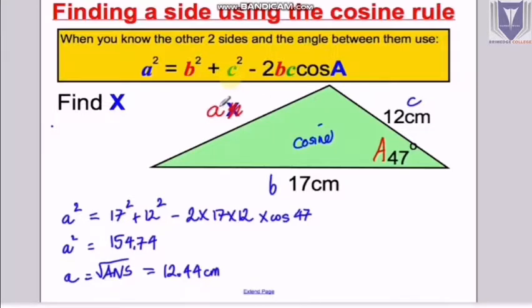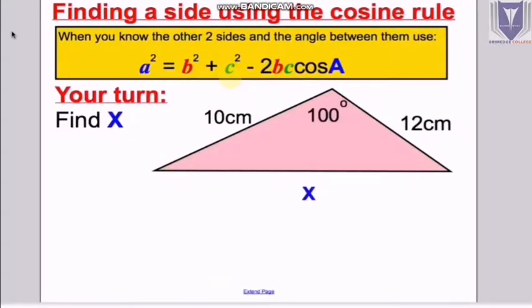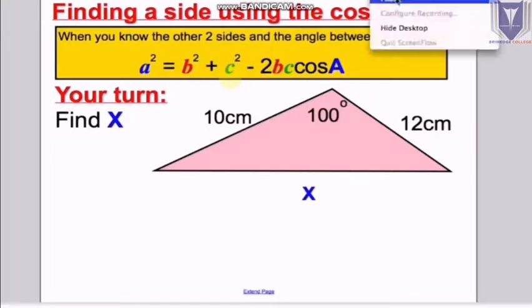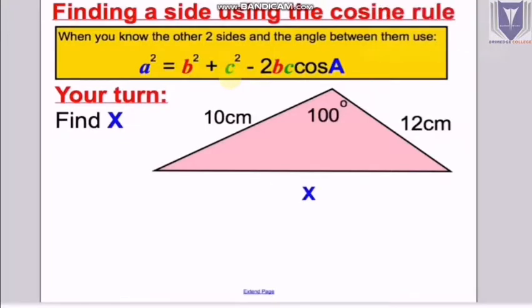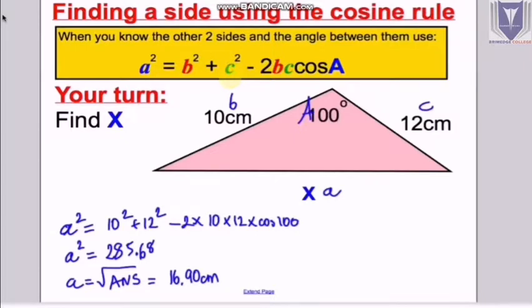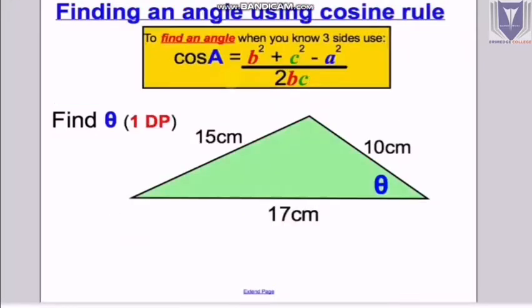All right, let's see another example. But don't forget, you use cosine rule when talking about three sides and one opposite angle. Remember, the side you are looking for, you must know its opposite angle, or the angle you are looking for, you must know the opposite side. This is another question. We are asked to find x. Obviously, we are looking for a side, so we are still going to use a squared equals b squared plus c squared minus 2bc cos a. Apply the same way we did earlier. You will get 16.90 centimeter.